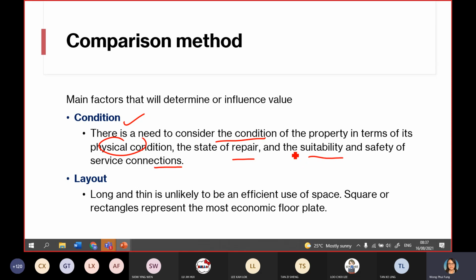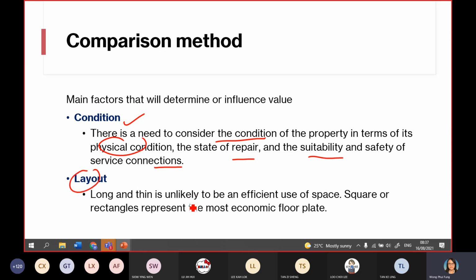So that's why all these will affect the property value, because if the condition is very poor, you need to spend money to actually repair. If the structure is not stable, okay, then you even need more money to make the structure stable again. So that will add up the cost and affect the value.